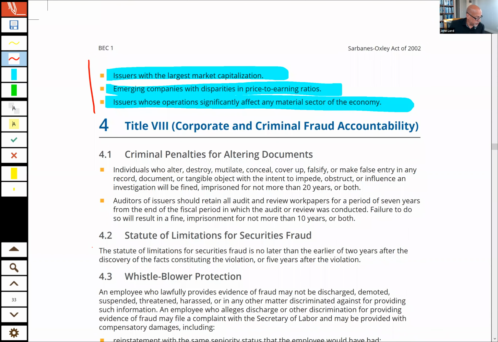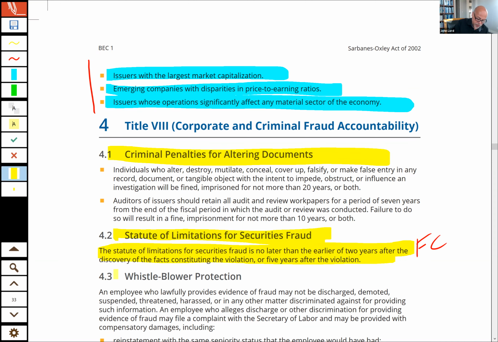Okay, all right, good. Now, let's take a look at some of the criminal penalties and statute of limitations of fraud: no later than the earlier of 2 years after discovery of the fact or 5 years after the violation. So go ahead and flashcard that.